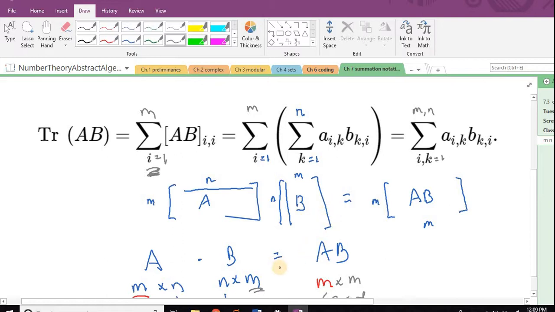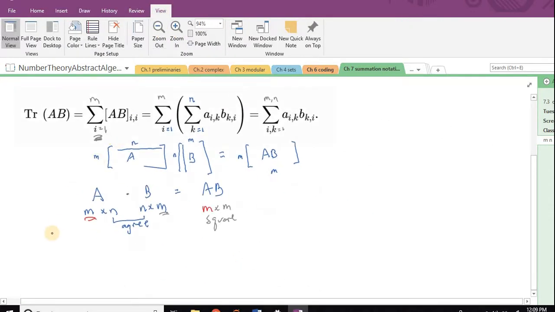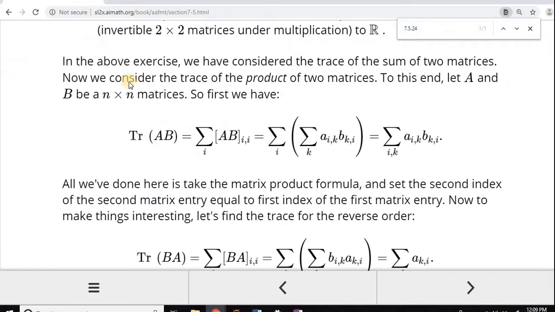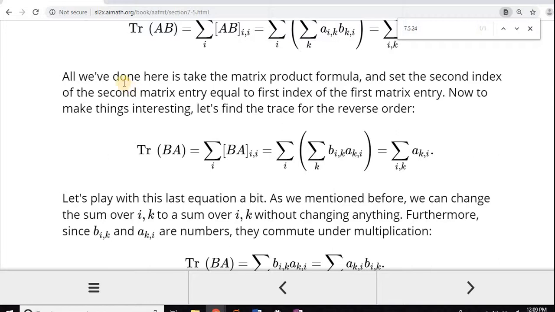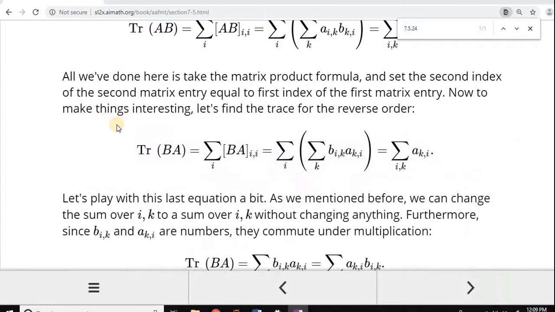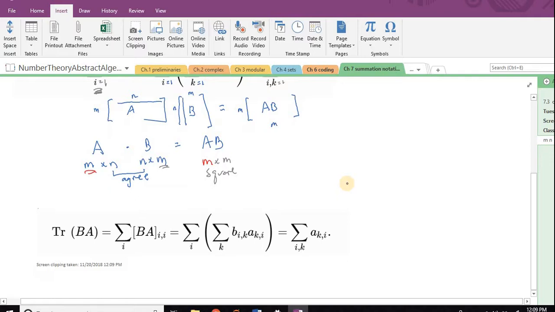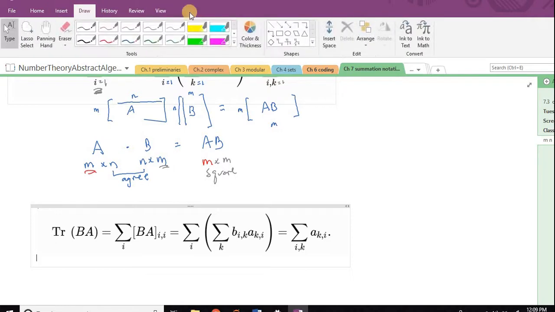All right, now let's look at trace of BA. There's a formula for trace of BA as well. And go down here and see. Go back to the book. That would be this one here. All right, so let's do that. Let's make the copy. Insert, screen clipping, do this. And that was good. All right, now in this case, let's get the sums right.